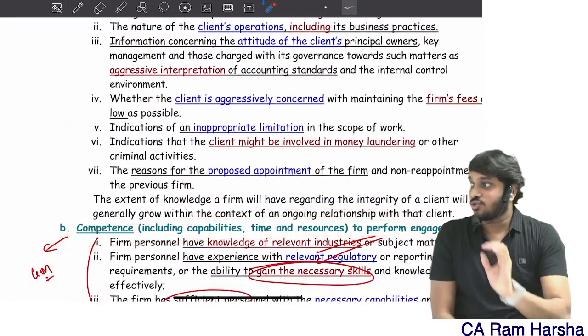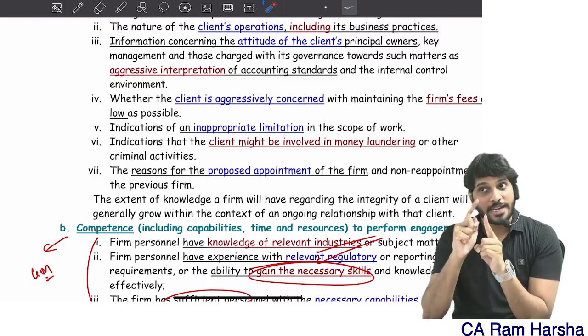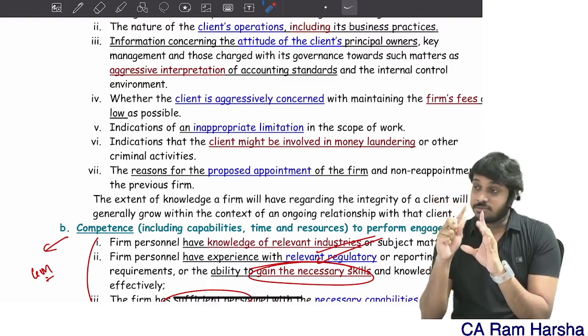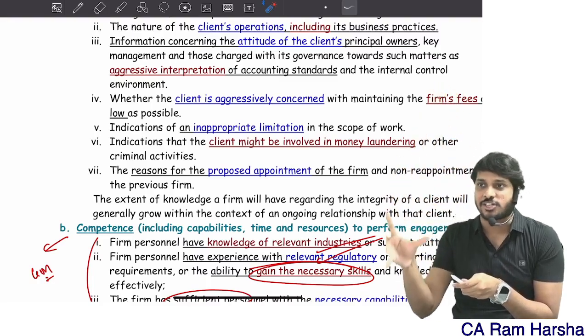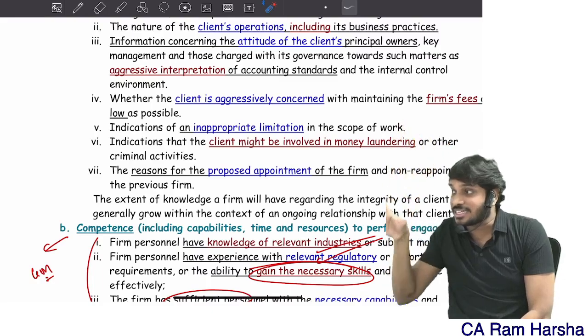So read the question thoroughly. What exactly are they testing? You can map it only when you map the entire structure of the standard. The structure of the standard is important.